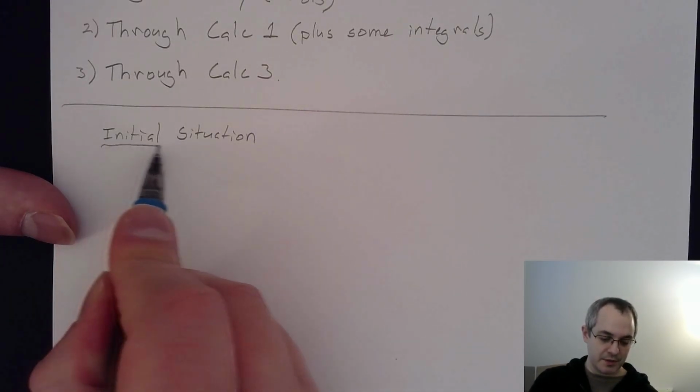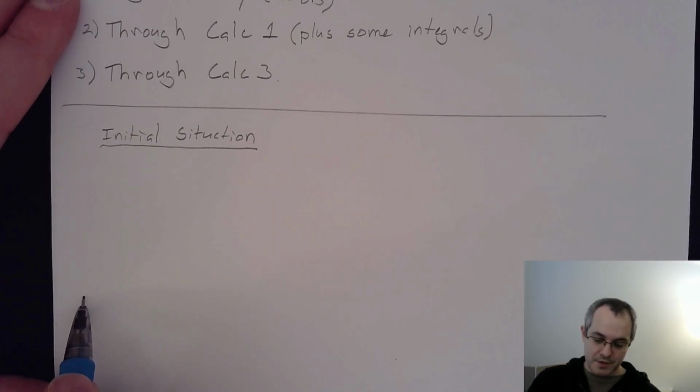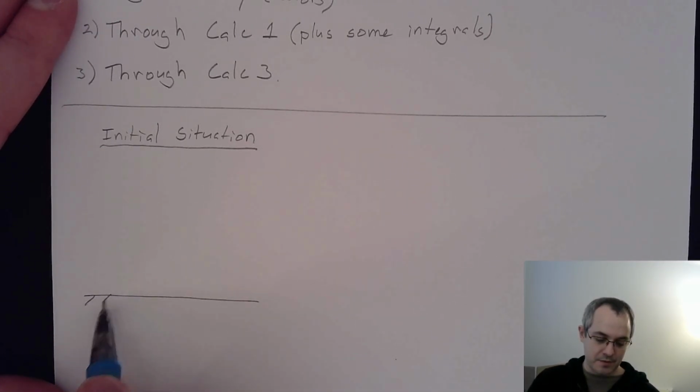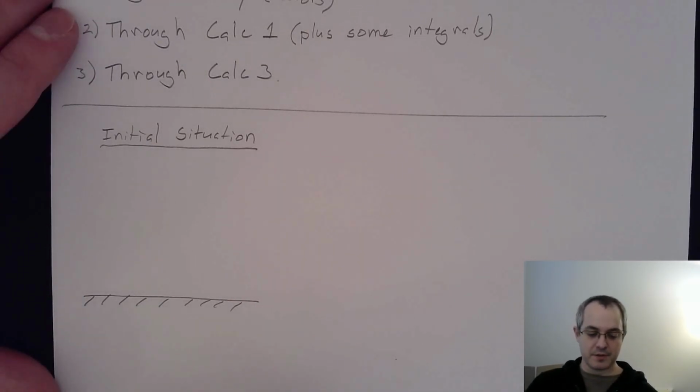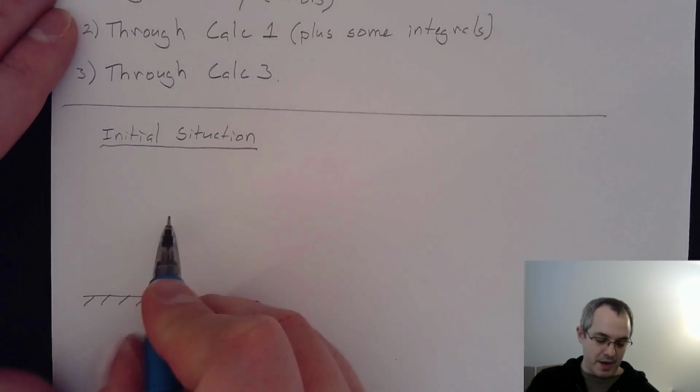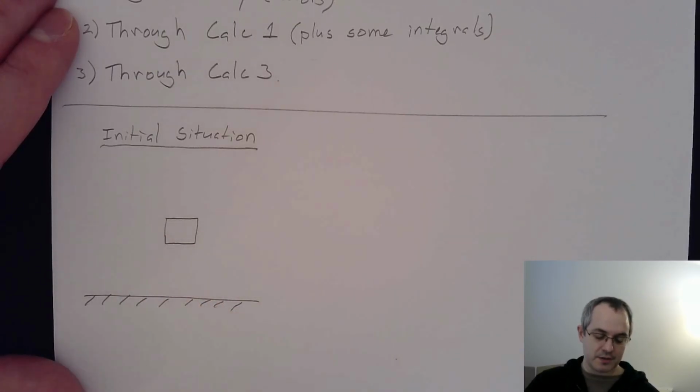So we have some initial situation here where we have some ground. So here's the ground. That's just the floor, whatever. And then we have a box. And the box is right there.